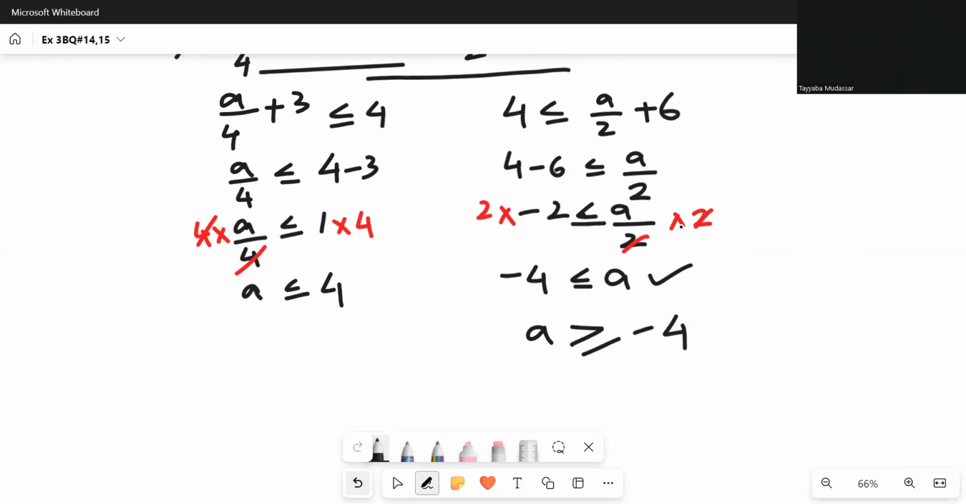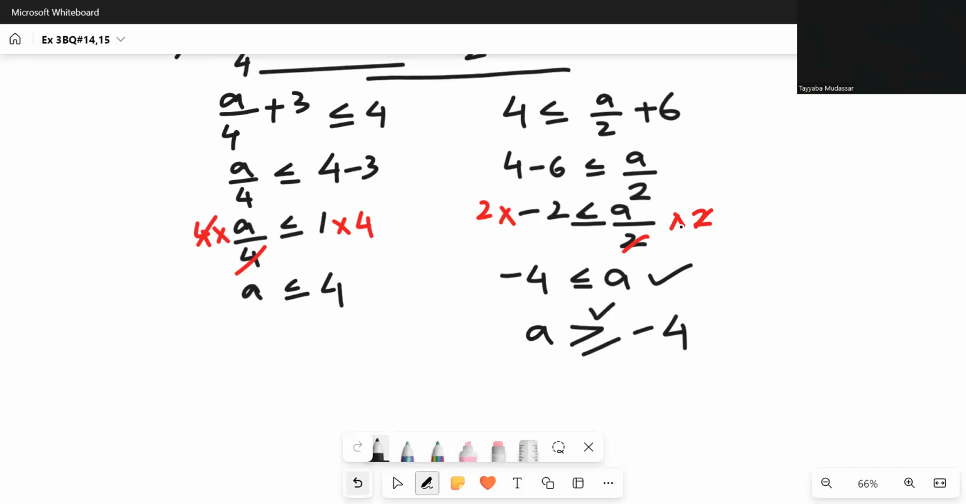Teacher, will the sign change? No, the sign will not change. We are not multiplying with a negative number. We are multiplying with 2 on both sides. The inequality will not change here.